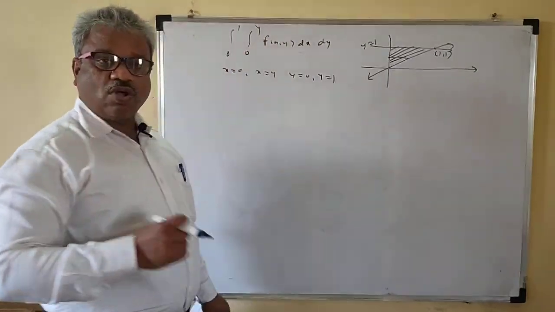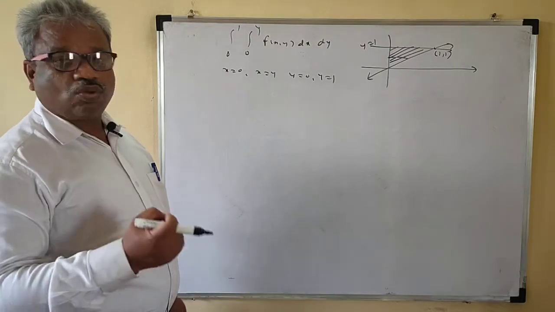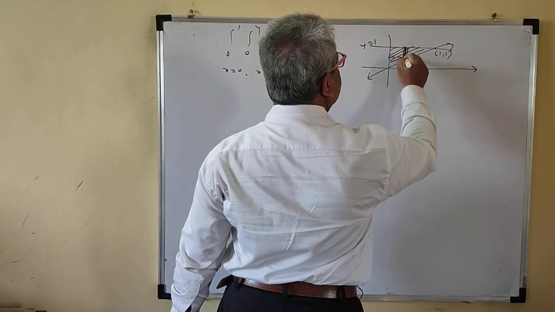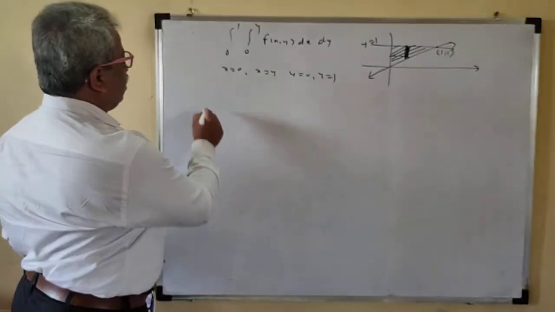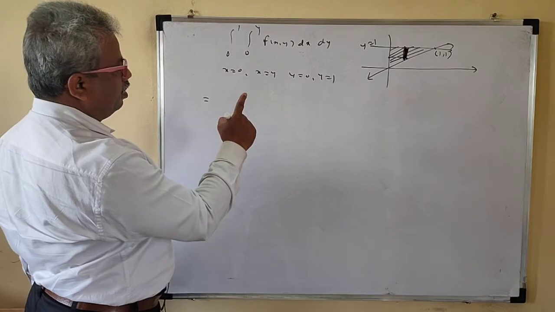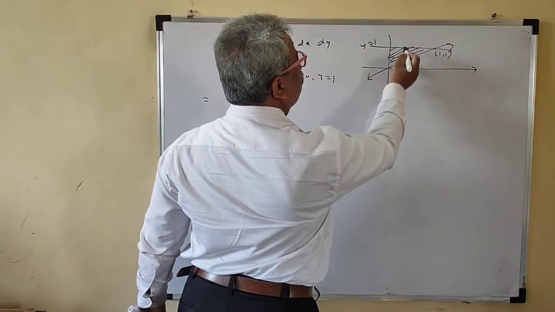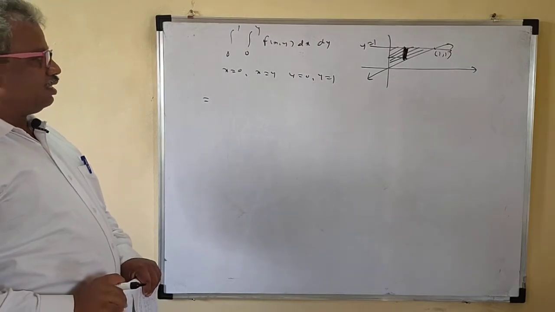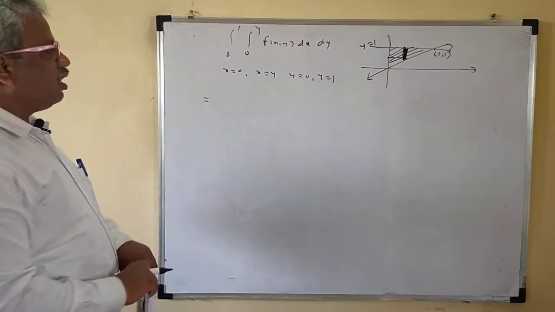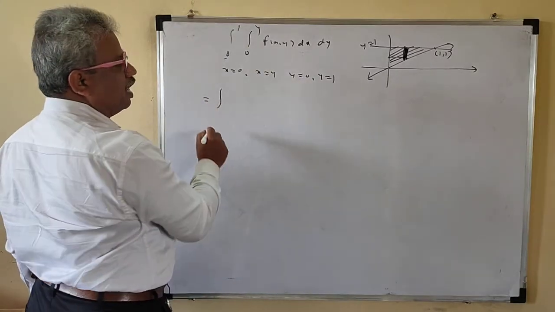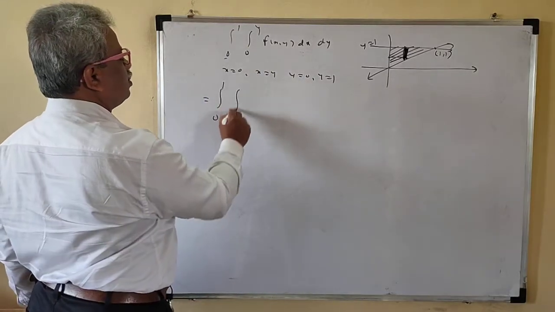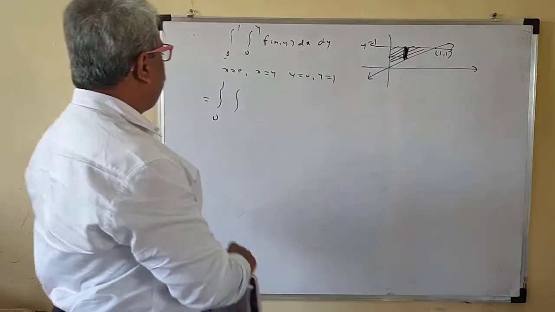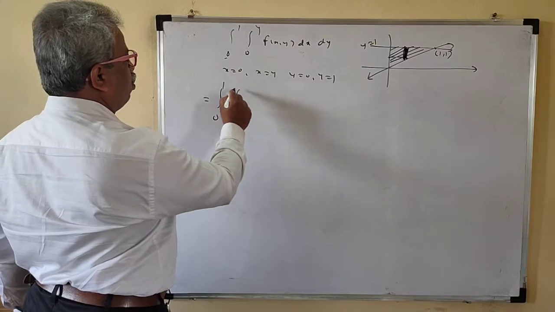Now, in order to change the order of integration, we need to draw the strip parallel to the y axis. This should be our strip. These are the limits of y, so you should now write the limits of x. y goes from the lower curve, which is x, to the upper curve, which is 1.